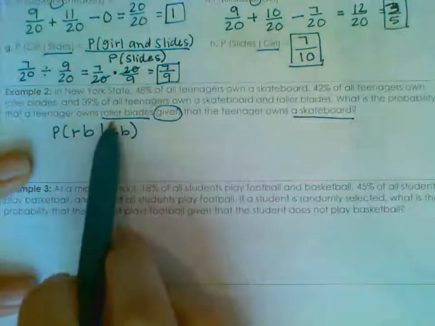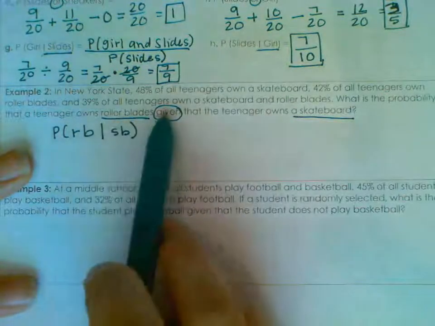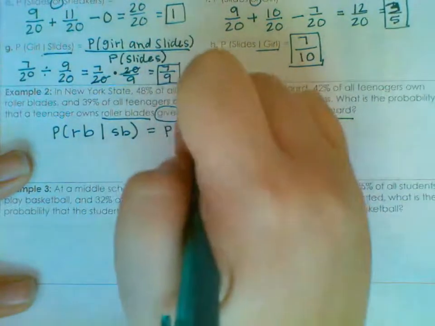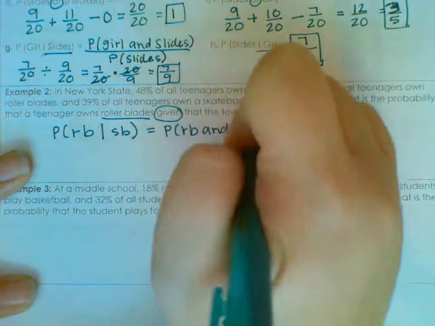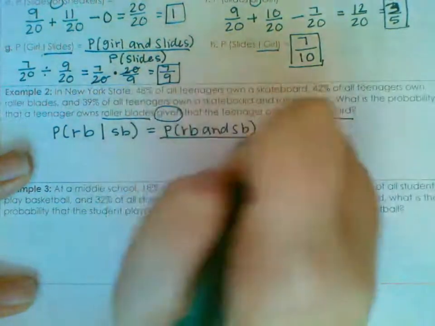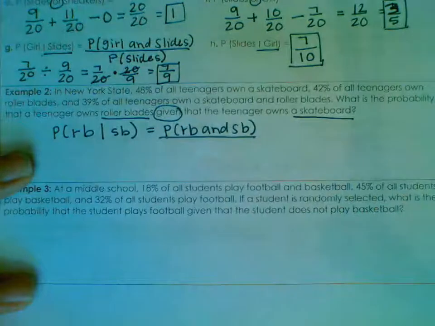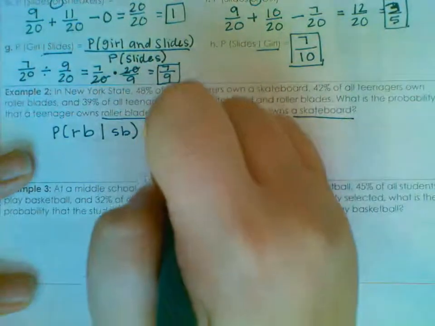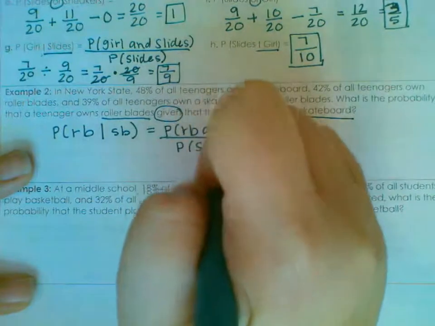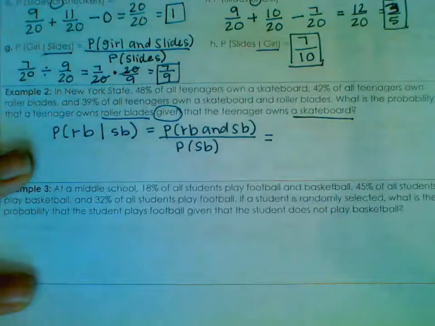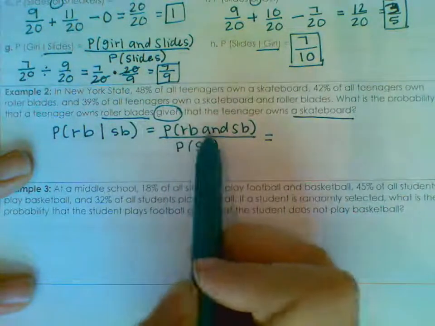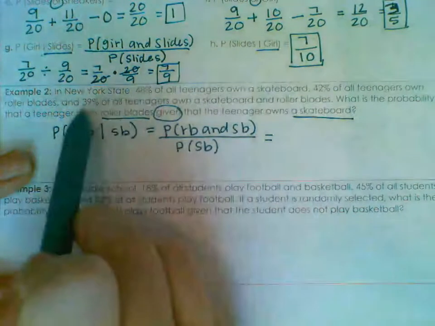Because that's the way it was listed in our problem. Rollerblades given a skateboard. So using our formula, we want rollerblades and skateboard on the top, and what goes on the bottom has to be what's given. So given skateboard, skateboard has to be on the bottom. And now we can just set this up. Pick out in your problem, where did it say rollerblades and skateboard?